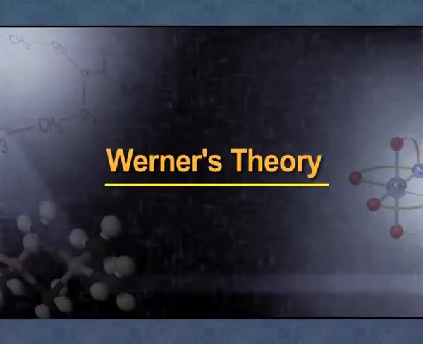And now it's time for us to know about Werner's theory. Why Werner is known as the father of coordination chemistry and what his theory is all about. Werner was the first chemist who successfully explained the structure of the complexes and their formula. That's why he got the Nobel Prize in 1913, and that's why he's known as the father of coordination chemistry.